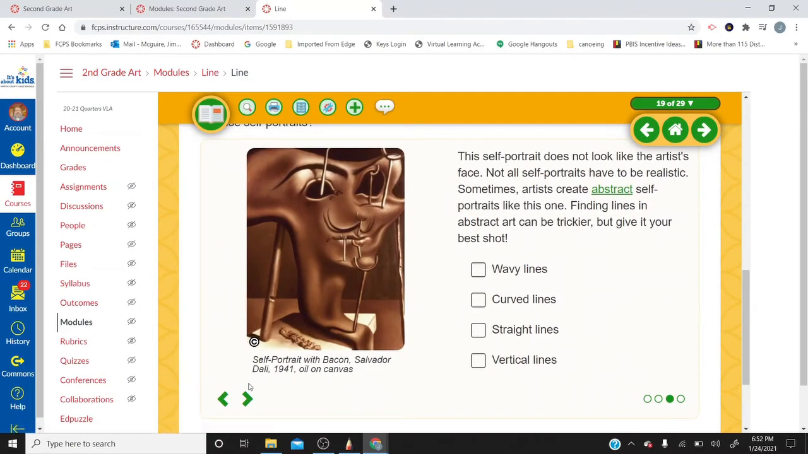This self portrait does not look like the artist's face. Not all self portraits have to be realistic. Sometimes artists create abstract self portraits like this one. Finding lines in abstract art can be trickier, but give it your best shot. Oh, goodness, look at these lines. So these kind of go up and down and around, and look at the mouth line here. Oh, and the mustache line. I'm going to go with wavy lines. They look very wavy to me.